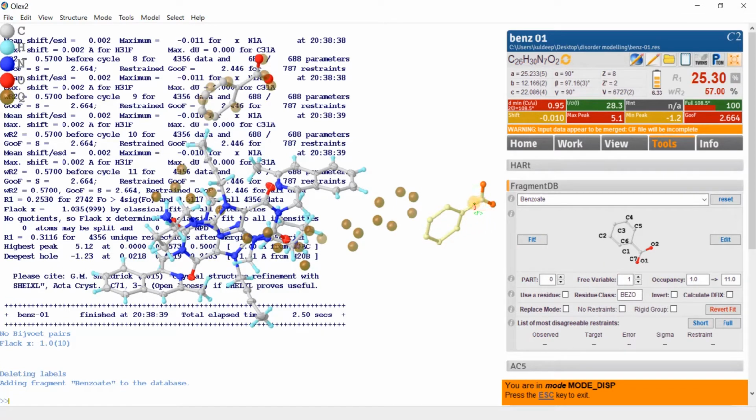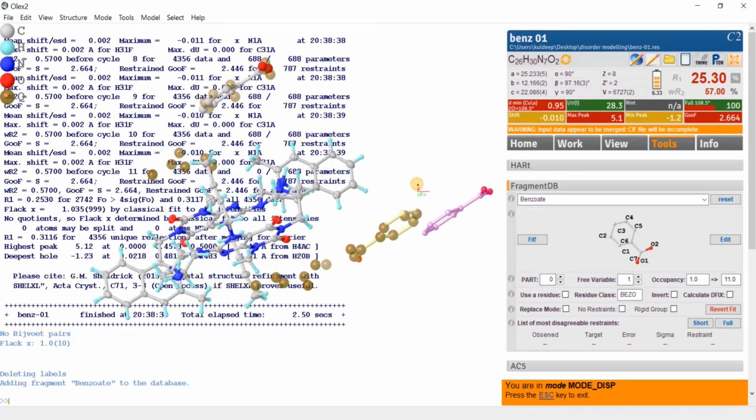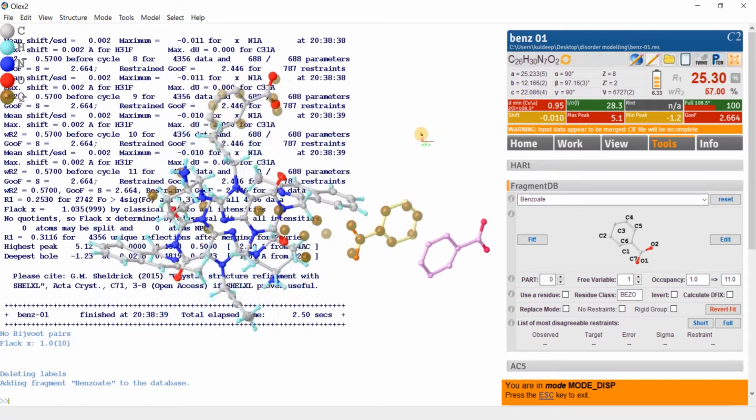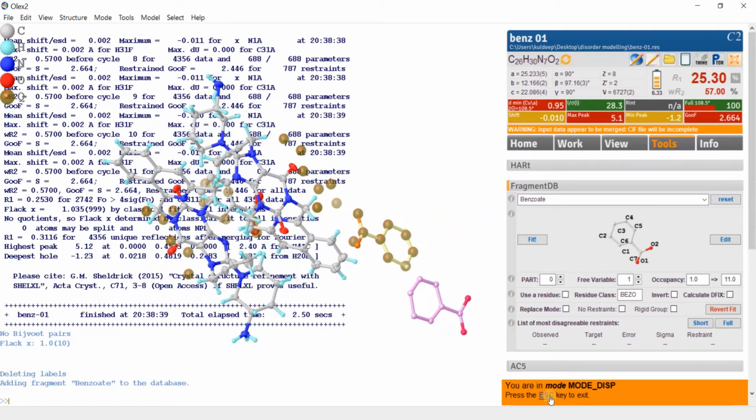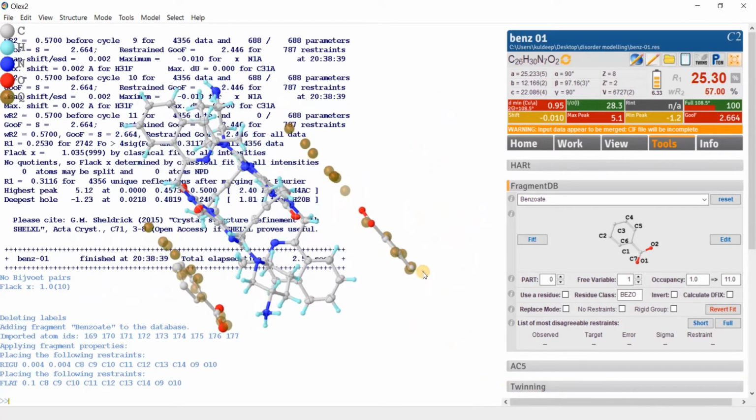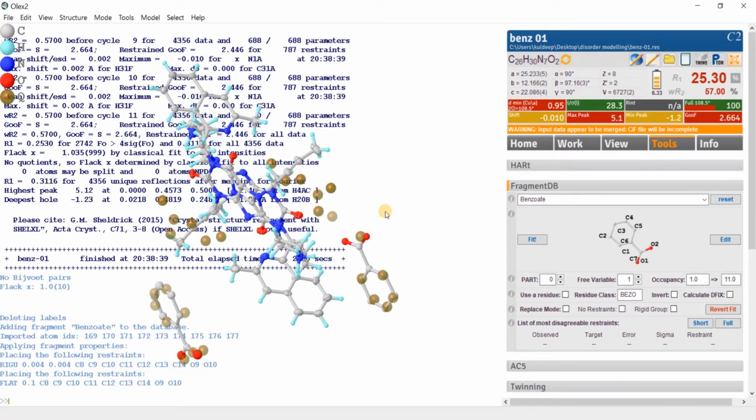Now match 3 atoms. First this carbon with this carbon, this carbon with this carbon. Okay, the two matching is enough. Yes, it's fitting very nicely. Now what I have to do, press escape and refine.